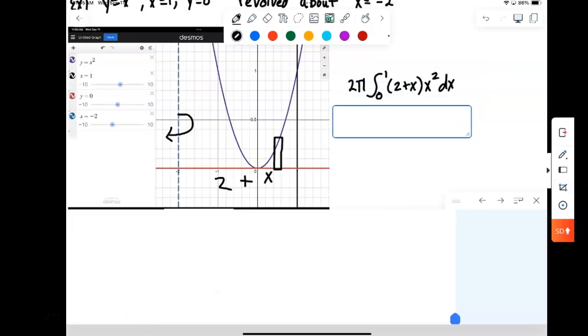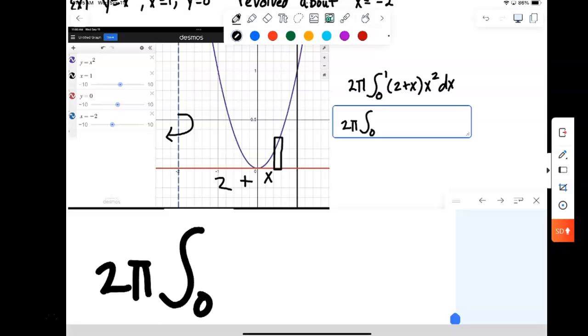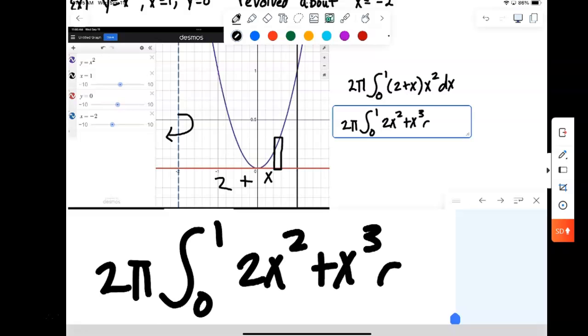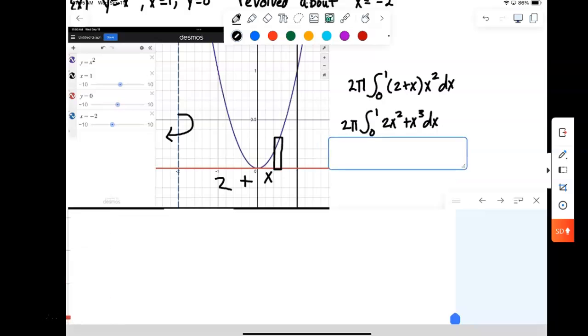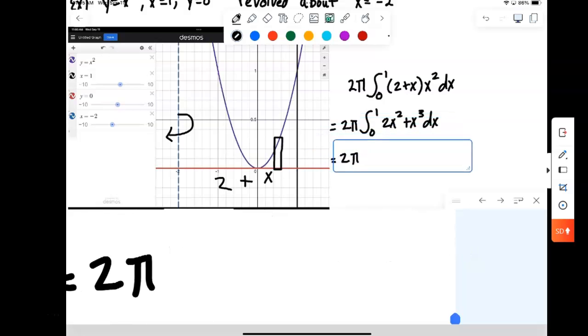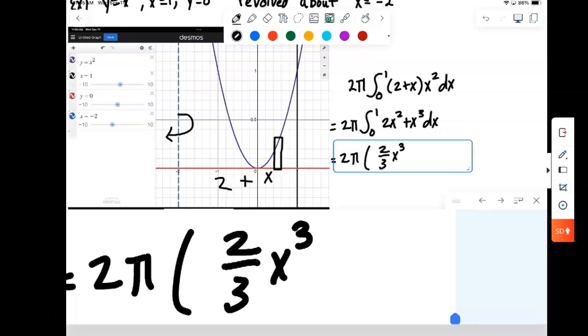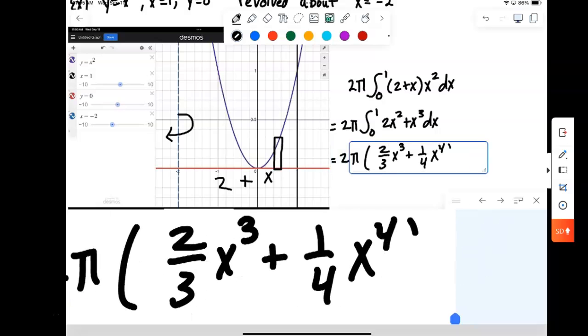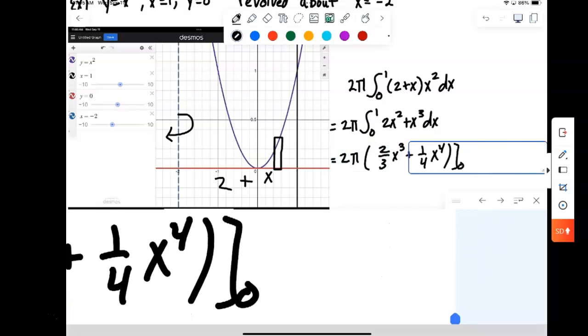All right, and then we just work through this process. 2 pi integral 0 to 1 of 2x squared plus x cubed dx equals 2 pi times, what do we have here? That will become 2/3 x cubed plus 1/4 x to the 4th. And we're evaluating between 0 and 1.